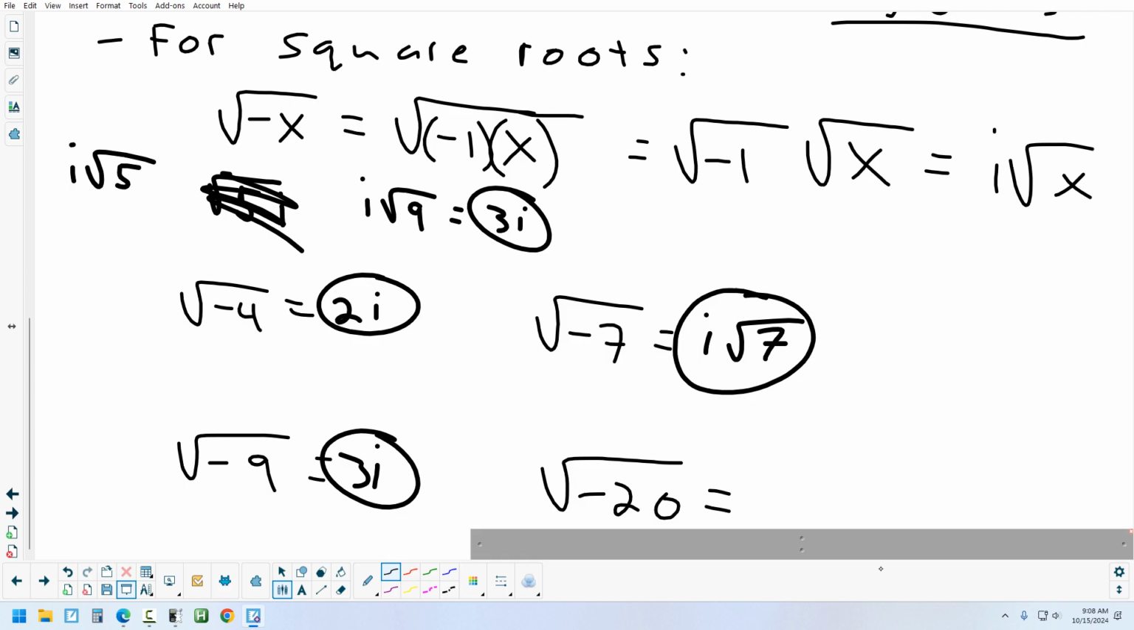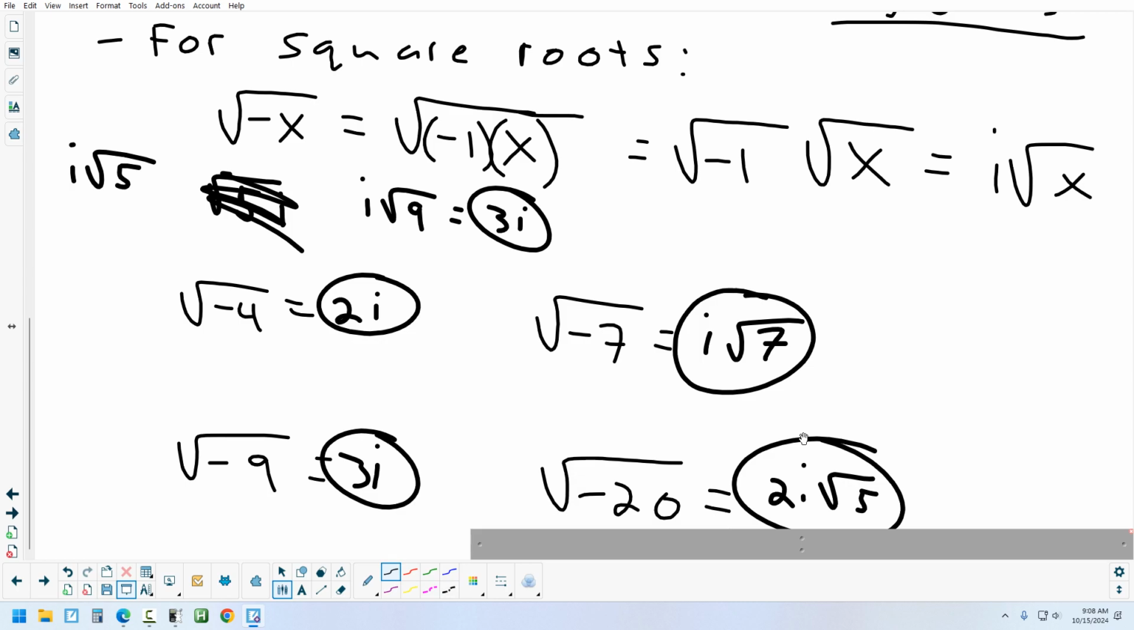Think about how you would do it as square root 20, because you need to simplify that. And then just put an i in the front of your answer. Yep, 2i square root of 5. Perfect. 2i square root of 5, because the square root of 20 would be 2 root 5, but this is negative 20, so it's 2i root 5.